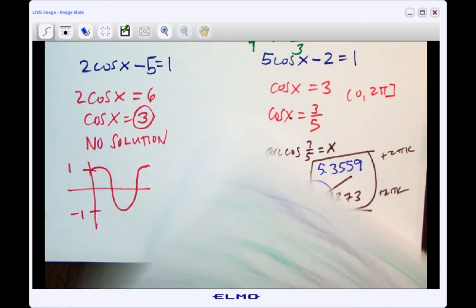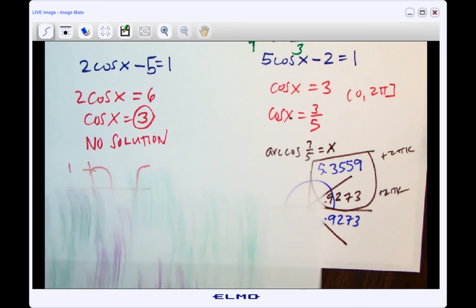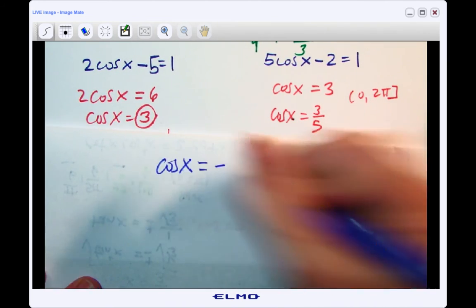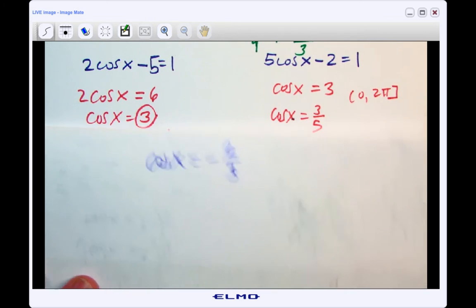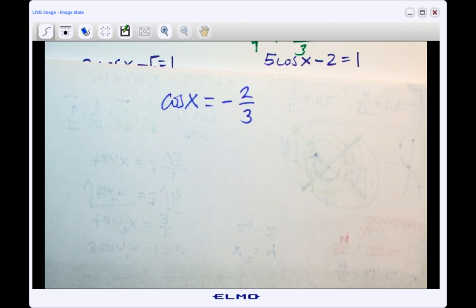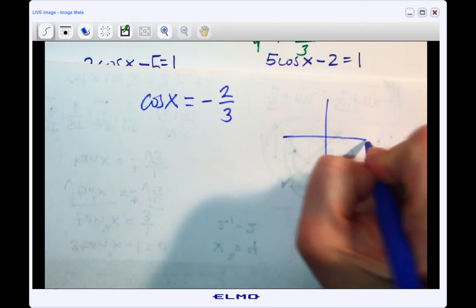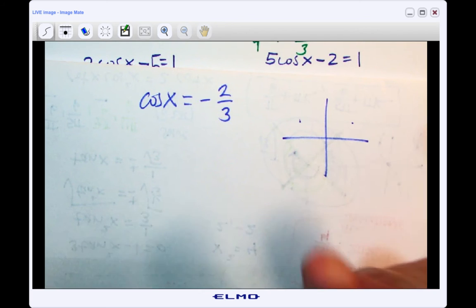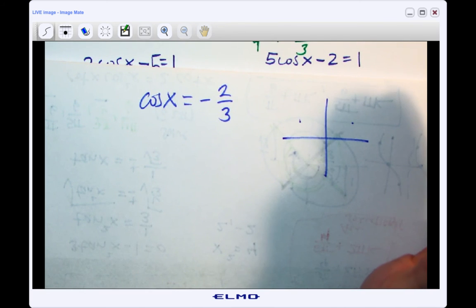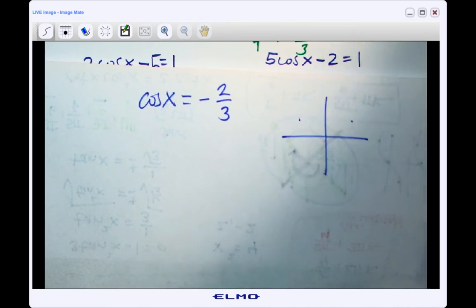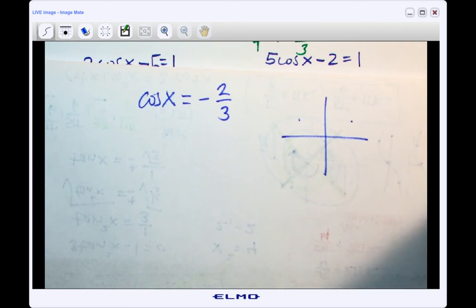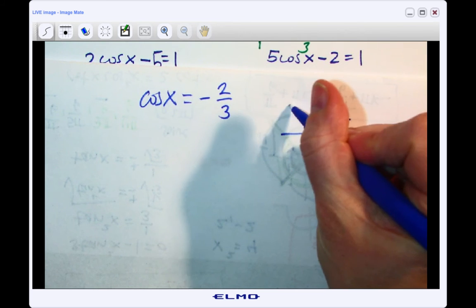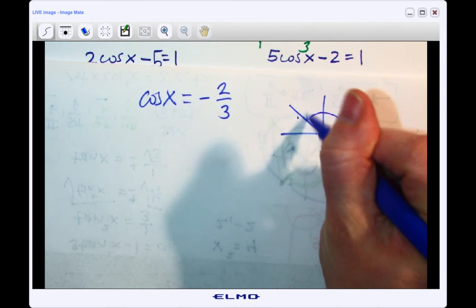So let's say that instead of that, we had cosine x is equal to negative 2/3, okay? Since arc cosine is here and here, and 2/3 is one I don't know, whenever it's a ratio I don't know, I'm going to have to go to the calculator, right? That's not one of my special triangles. But cosine's only going to give me solutions here and here. So I could go ahead and draw it here, and the calculator will give me this one.